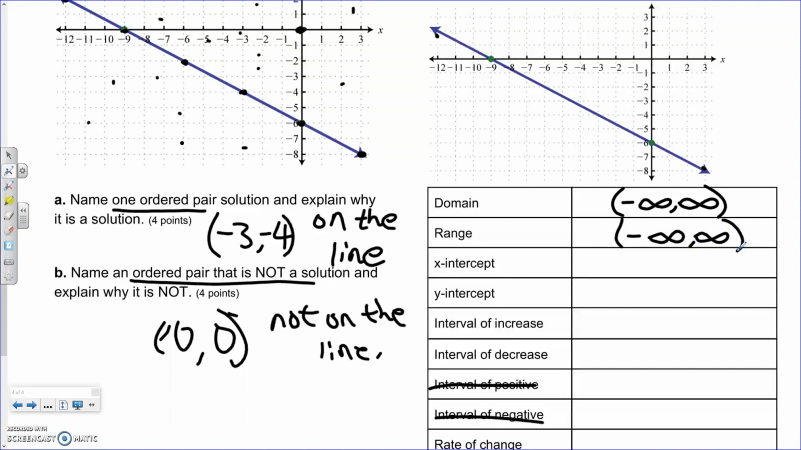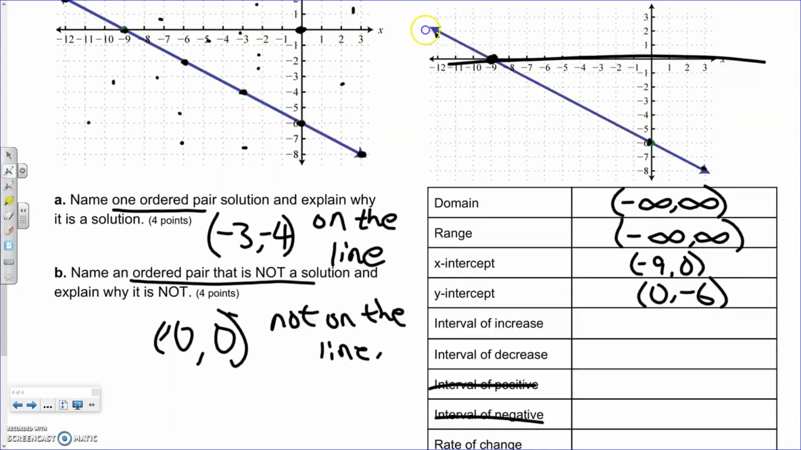X-intercept, that's where it crosses the x-axis. Here's the x-axis, it runs across this way. So it crosses right there on the green dot, which is at -9, so that would be -9, 0. For the y-intercept, crosses the y-axis, that's going to be right here at -6, so that would be 0, -6. Make sure you know how to write your points.